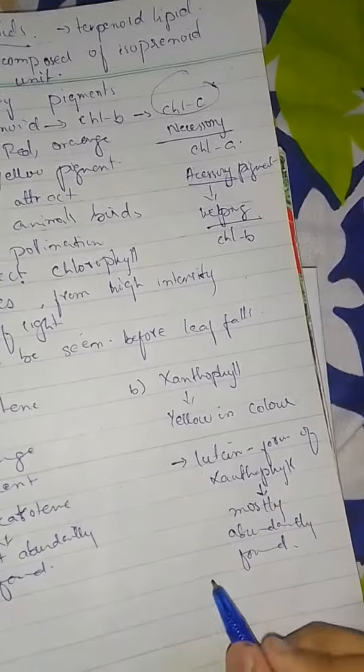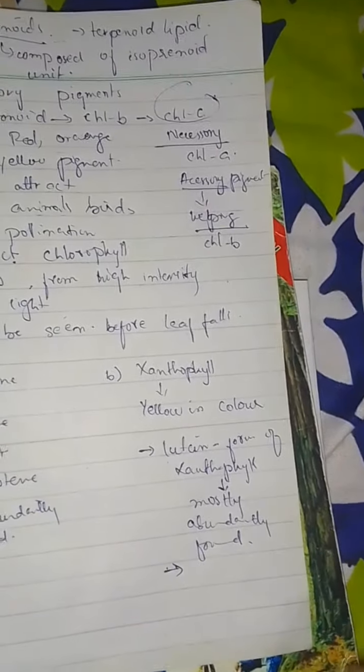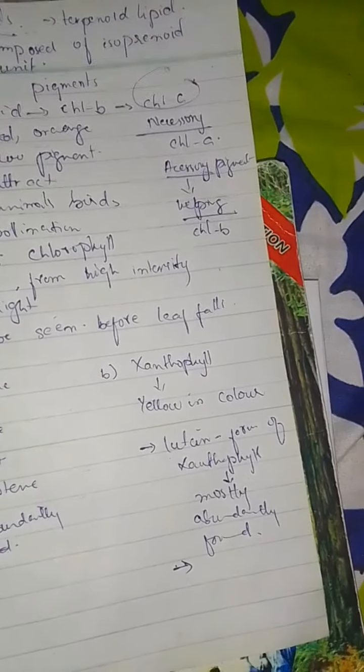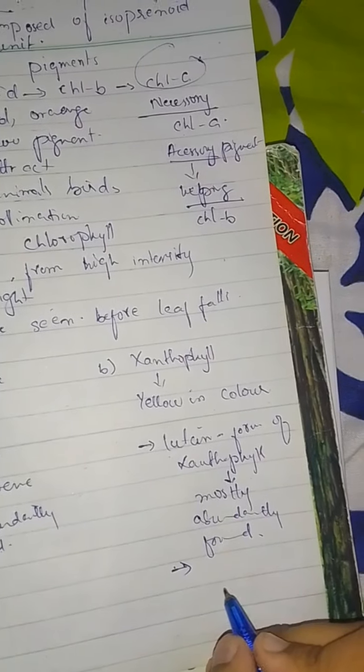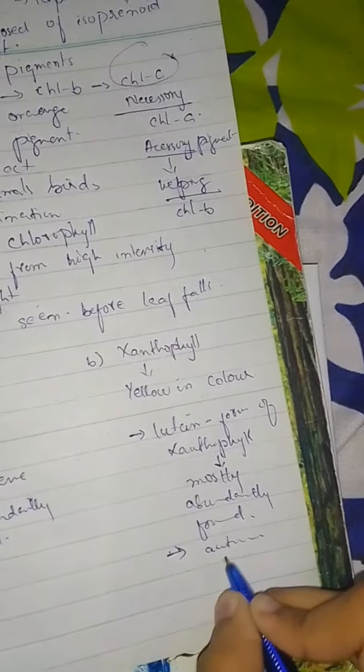It is formed in the autumn season, when the leaves turn yellow, because the xanthophyll becomes active in the leaf. Chlorophyll becomes absent and the xanthophyll becomes active. So it is found in the autumn season.